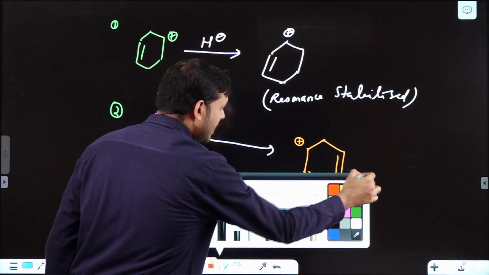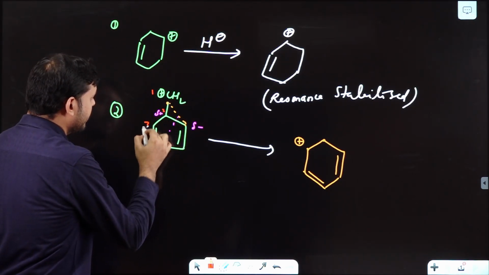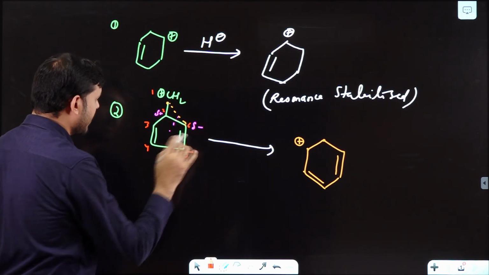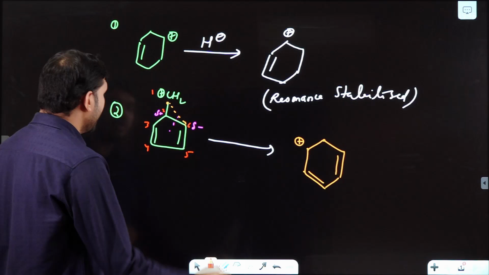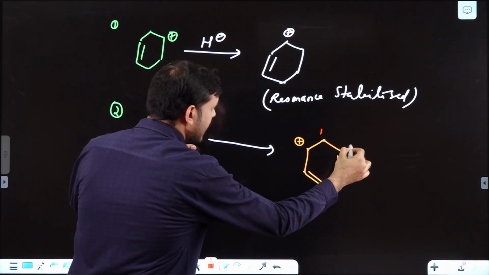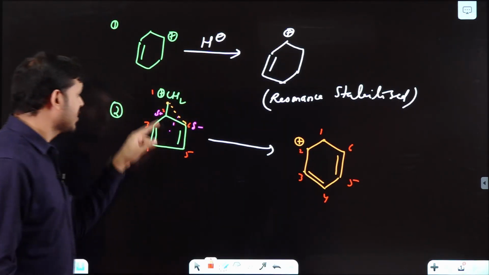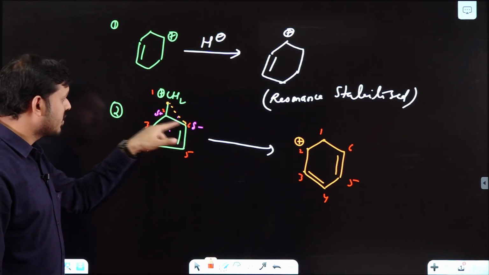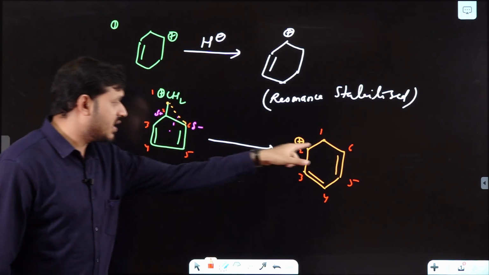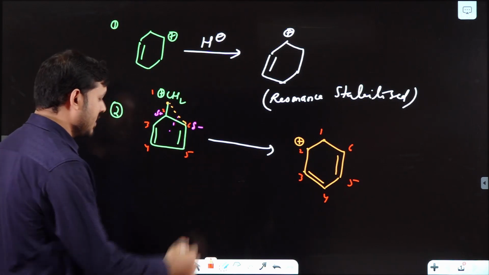If I make the numbering, by making numbering you will not be confused. 1 2 3 4 5 6. Okay, this is 6. Now what did you do? You connected 1 with 6, 5 4 3 2. So 1 2 is as it is. 2 6 is broken. Clear to you? So 2 is having positive charge. Now it is resonance stabilized, a highly stable carbocation. Okay, I think it is clear to you all.